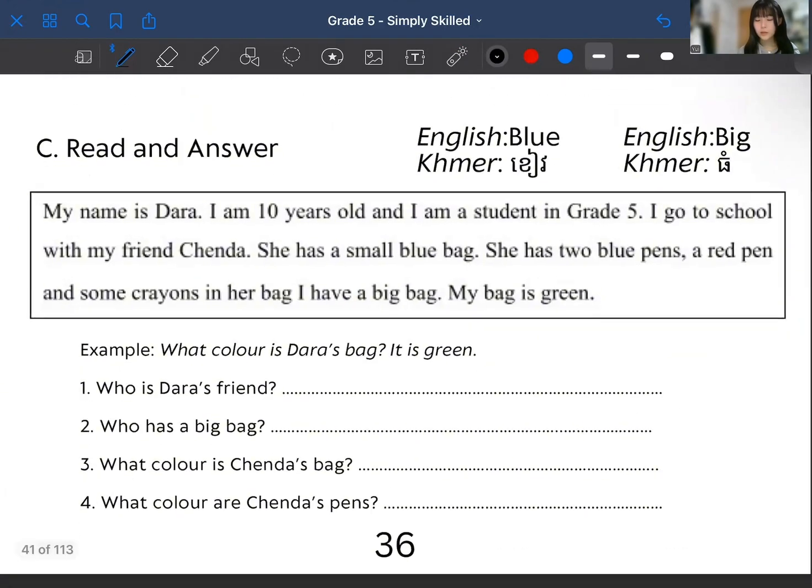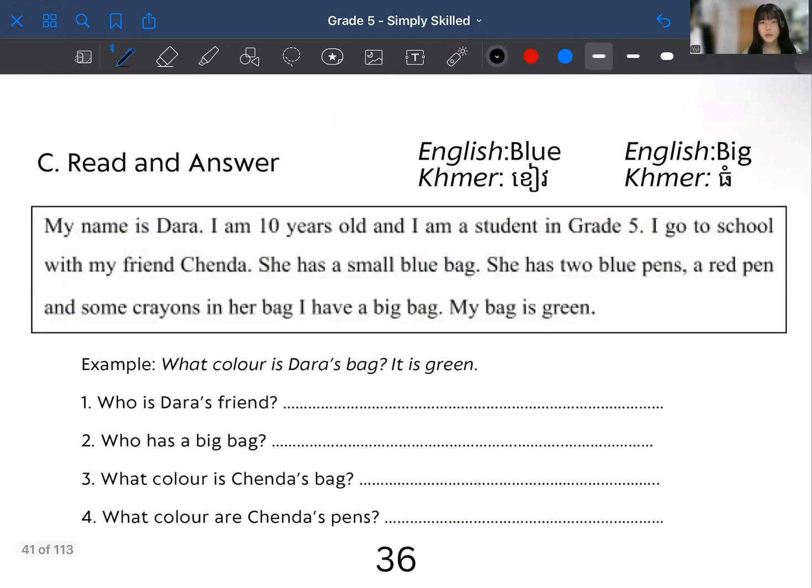And then the next question, it says read and answer. So let's read it together. It says, my name is Dara. I am 10 years old and I am a student in grade 5. I go to school with my friend Chenda. She has a small blue bag. She has 2 blue pens, a red pen, and some crayons in her bag. I have a big bag. My bag is green. So let's just answer the first question together.